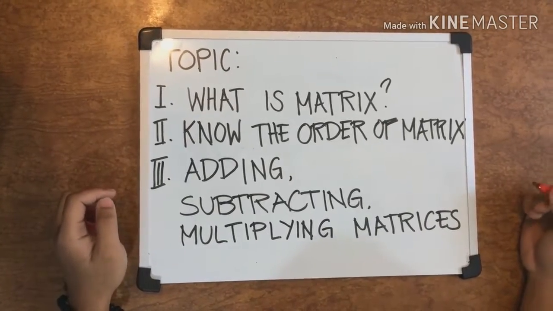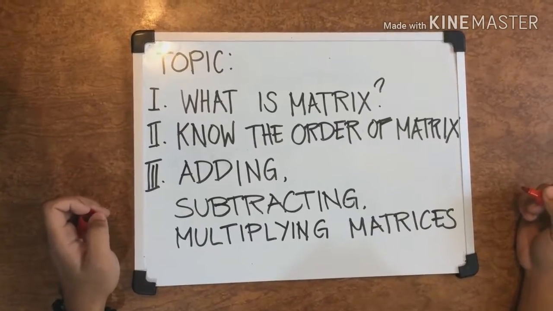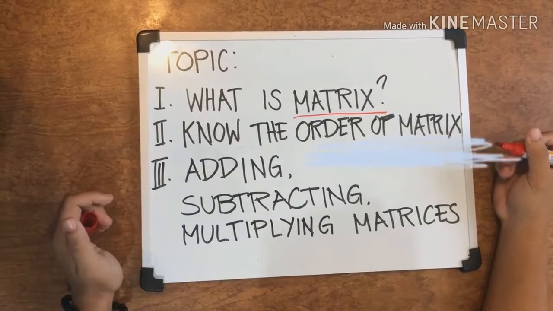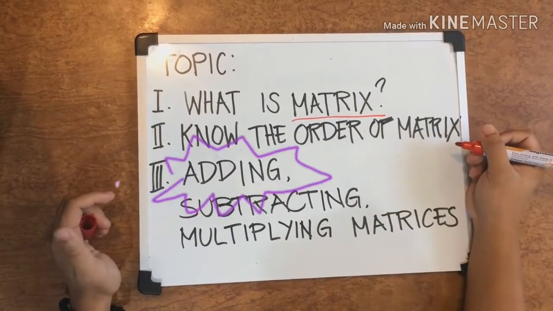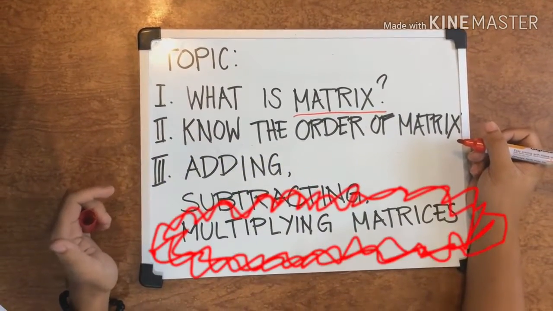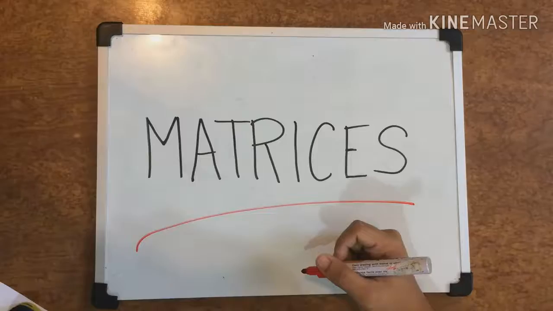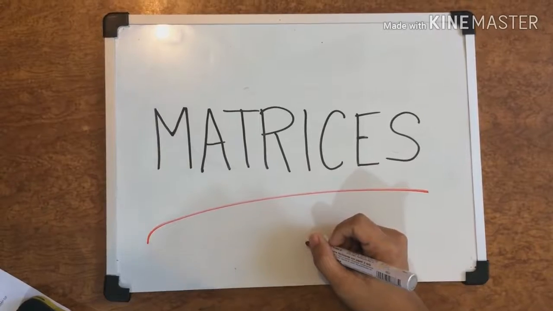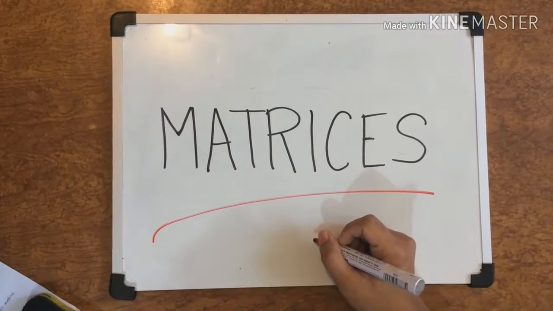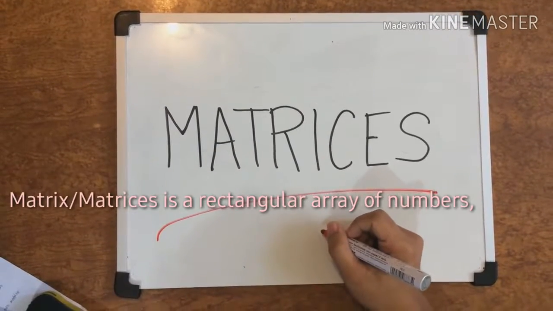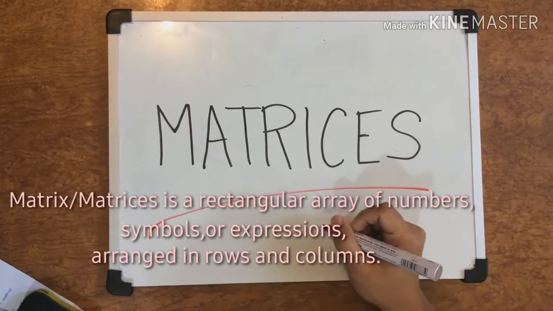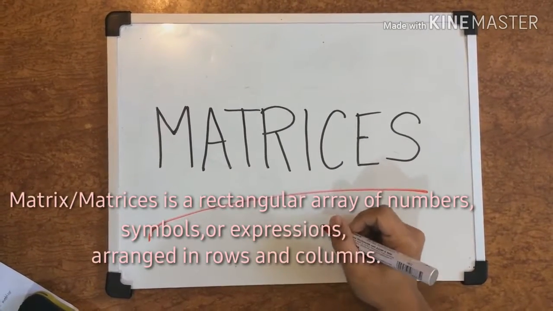So, at the end of this video, we are going to understand what a matrix is, know the order of a matrix, and learn adding, subtracting, and multiplying matrices. First, let us know what is a matrix or matrices. A matrix is a rectangular array of numbers, symbols, or expressions arranged in rows and columns.